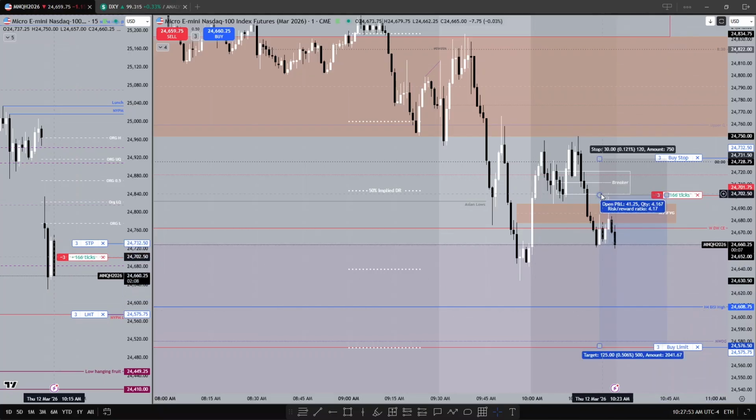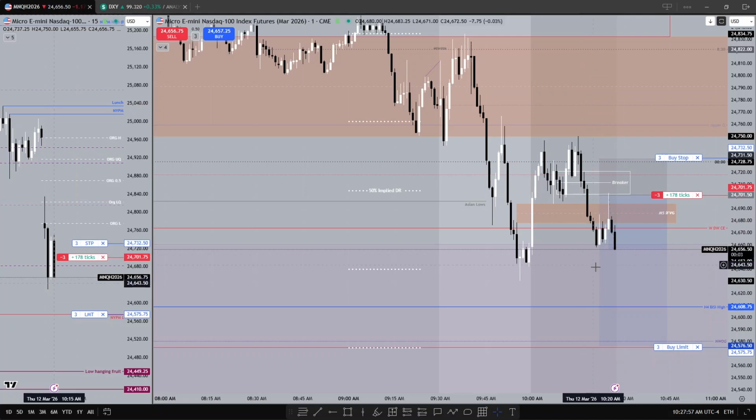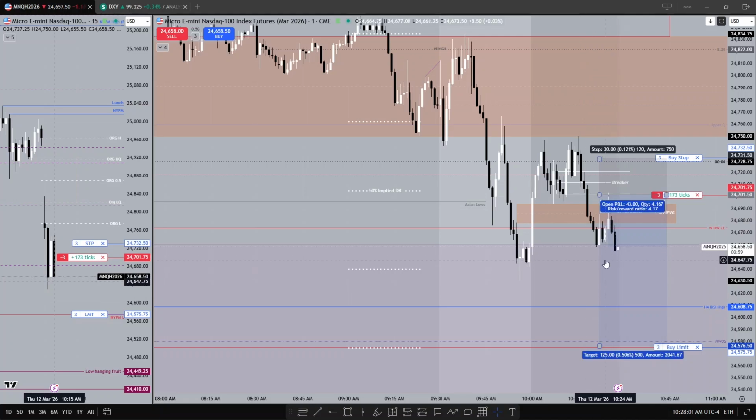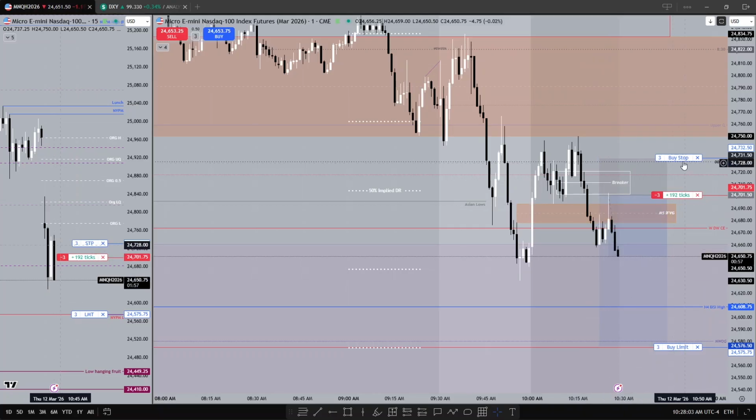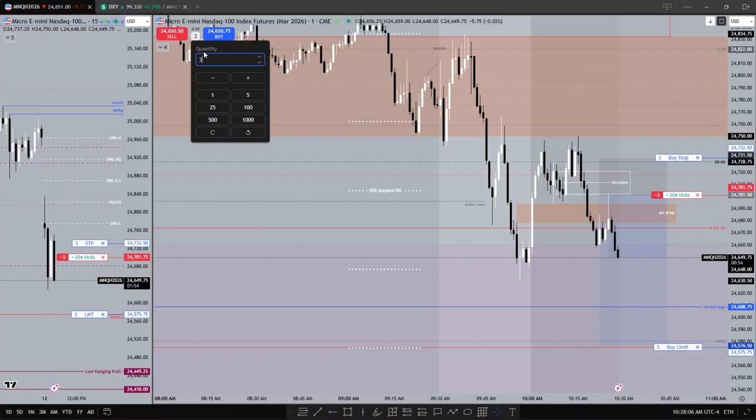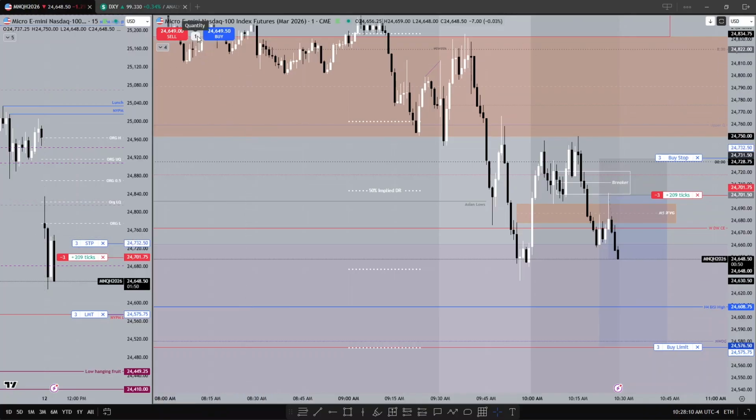So entries at 50% of the daily range, just around there. I see displacement in my favor. If I go close below that low, I'll add to the position and take some more off. So I actually want to, I'll take some risk off and I'll add to the position. That's what I'm saying.